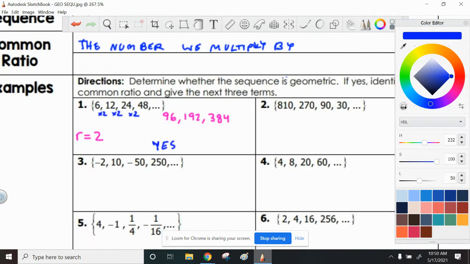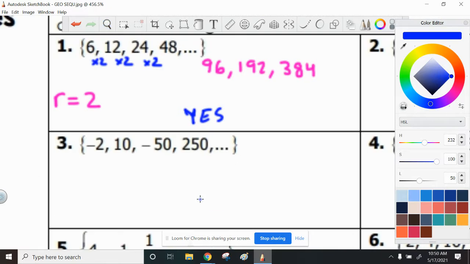So that's easy for number 1. Jumping to number 3, the numbers go -2, +10, -50, +250. Are we multiplying by the same thing over and over and over again? How do you go from -2 and get to +10? What are we multiplying by right here?